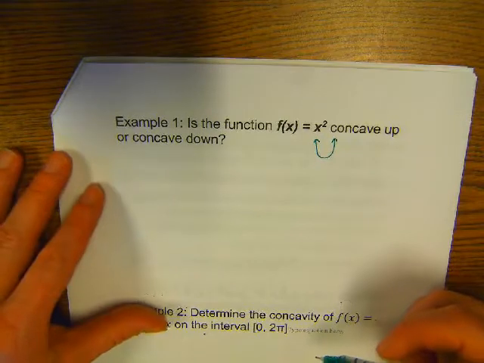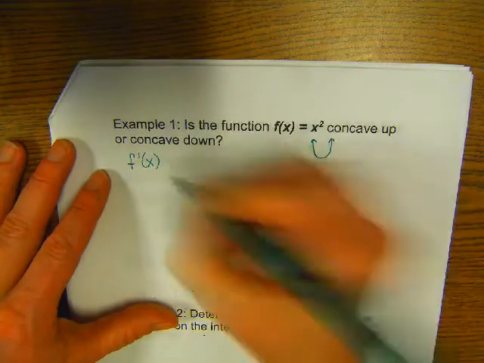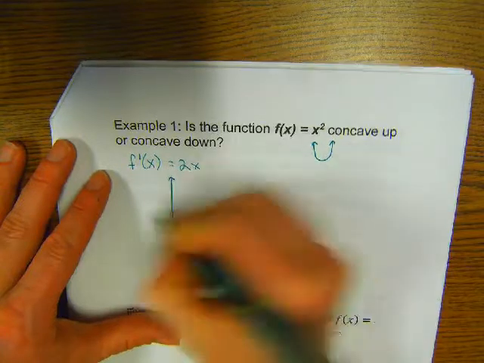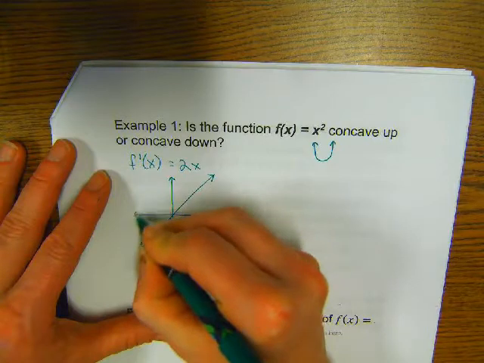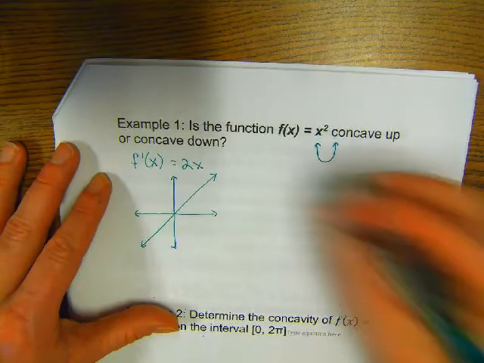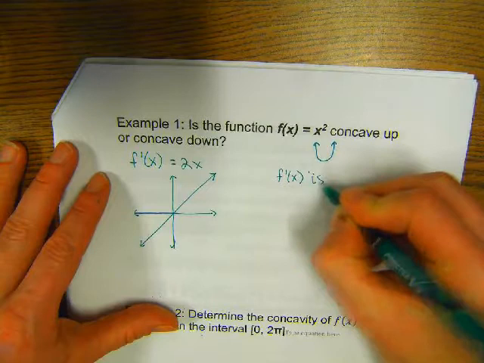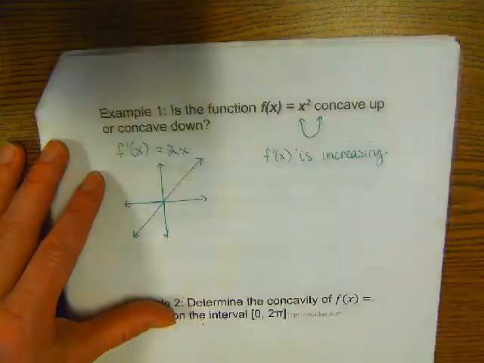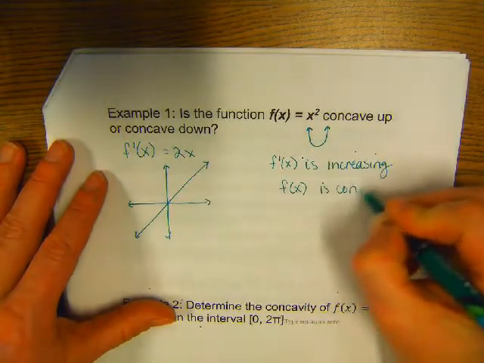But what about the derivative tells us that? Well, the derivative of the function, f prime of x, equals 2x. If I were to graph the function 2x, this is an increasing function, strictly increasing. So since f prime of x is increasing on the entire interval, that means f of x is concave up.